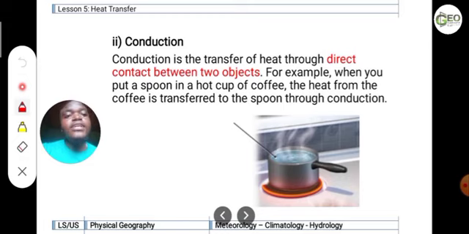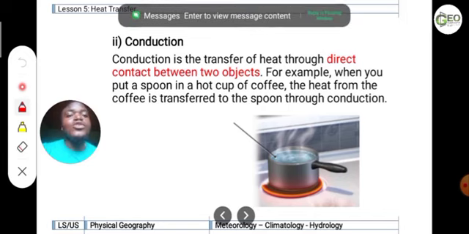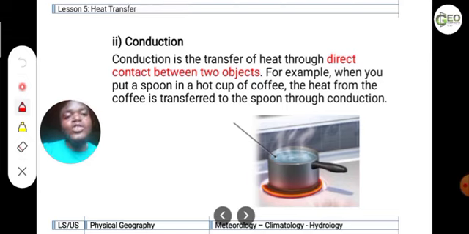This heat is sent from the plate to your hands through conduction, or from the food to the plate itself through conduction, because the food is in close contact with the plate. So heat tends to travel from the food through the plate to your hand because there is direct contact between these bodies.